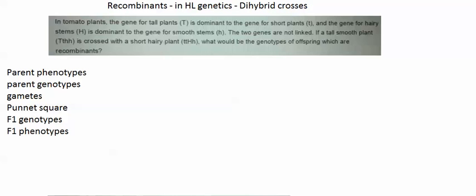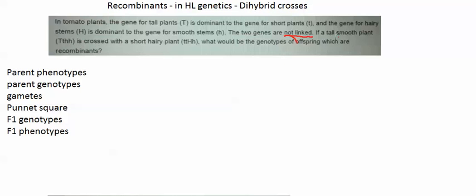Okay, so Linda's question. It's a tomato plant, and we're looking at two genes. There's a gene for tall plants and short plants, that's two alleles, and there's a gene for hairy stems or smooth stems, another two alleles. Okay, the two genes are not linked, that's an important point.